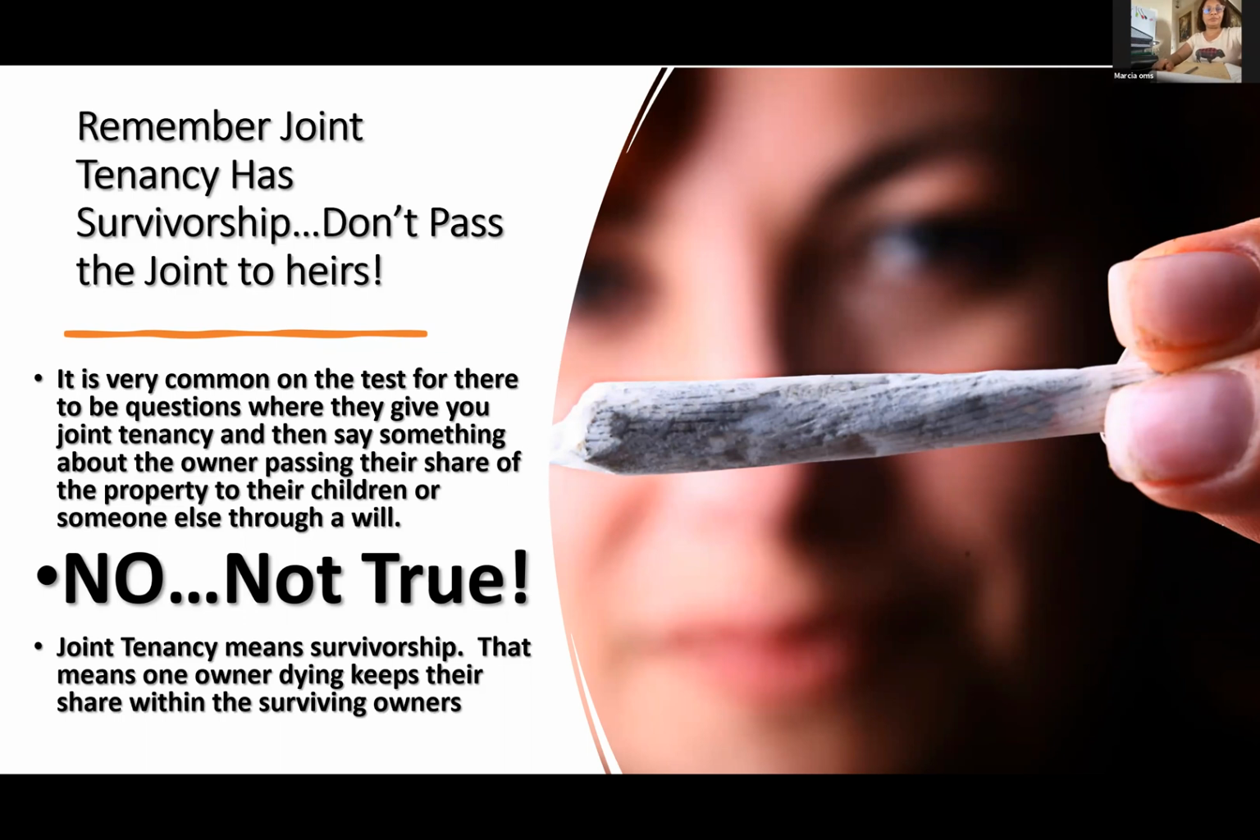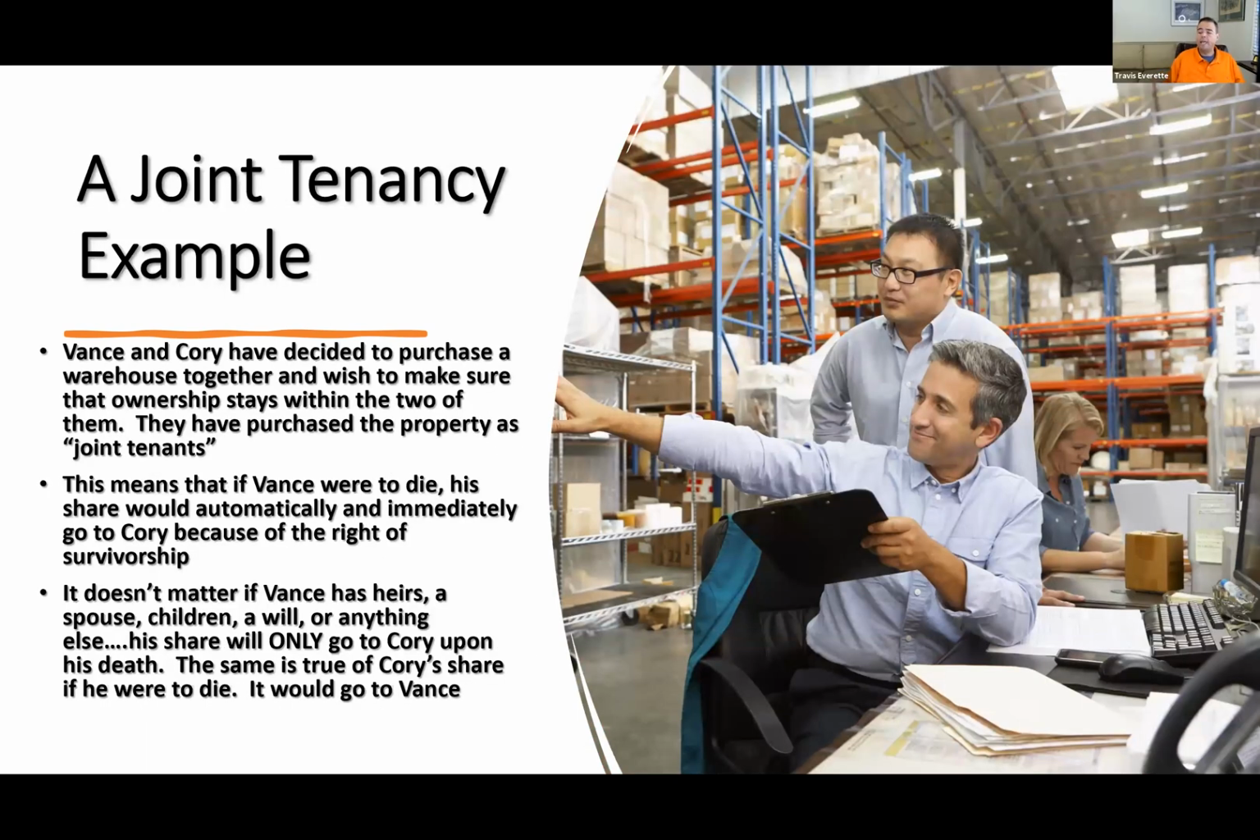Okay. Now look at this example right here. It says Vance and Corey have decided to purchase a warehouse together and wish to make sure that ownership stays within the two of them. They have purchased the property as joint tenants. This means that if Vance were to die, his share would automatically and immediately go to Corey because of the right of survivorship. It does not matter in this case if Vance has heirs, a spouse, children, a will, or anything else.